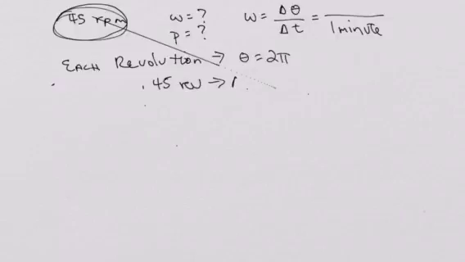I'm going to write this differently. Every time it does a revolution, the change in the angle is 2 pi. So if it does 45 revolutions, the change in the angle is 90 pi. So that's great. Let's go back to omega. Omega equals delta theta over delta t. How far did the angle change? We already said that. It was 90 pi.